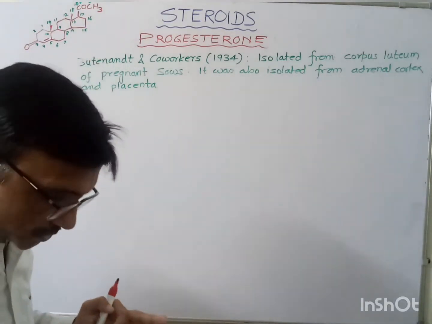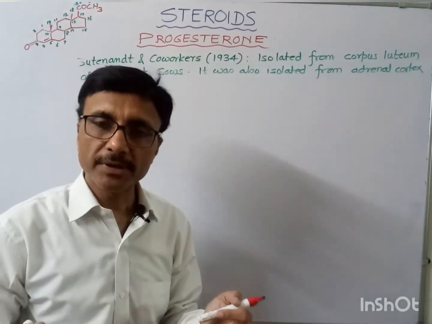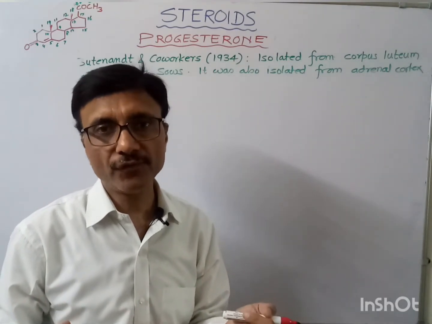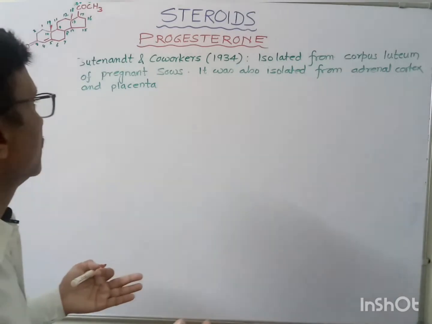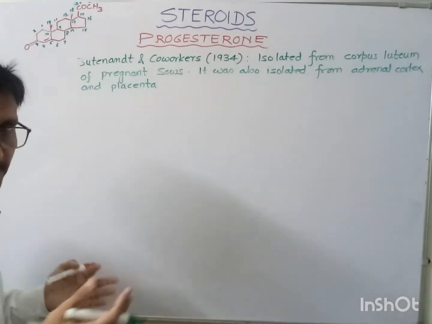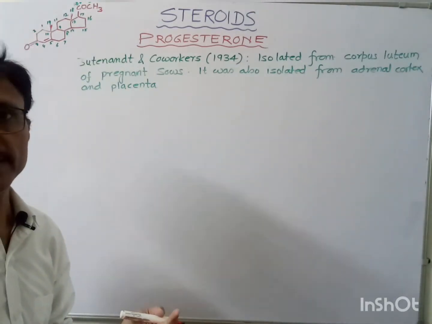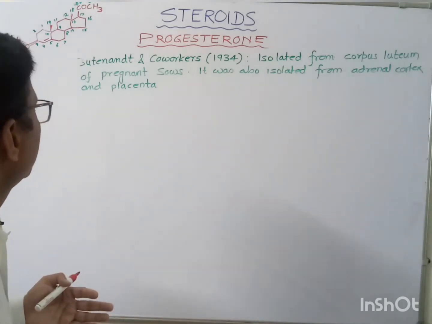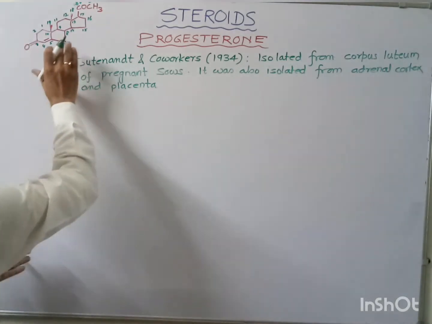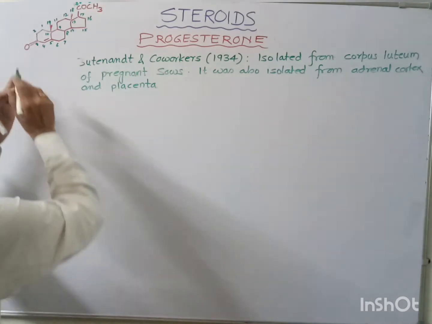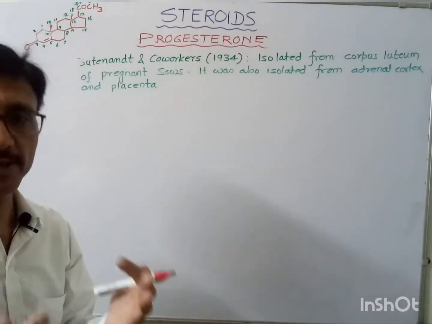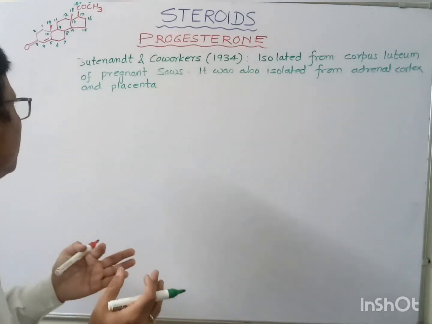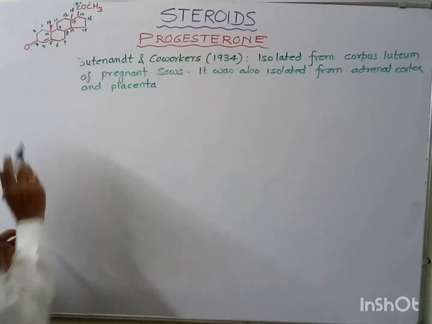The two keto groups can be proved if we treat it with either DNP, or with hydroxylamine, then it will give the oxime. Okay, as it contains two keto groups, it should give the dioxime. It should give the dioxime. One double bond is present over here.